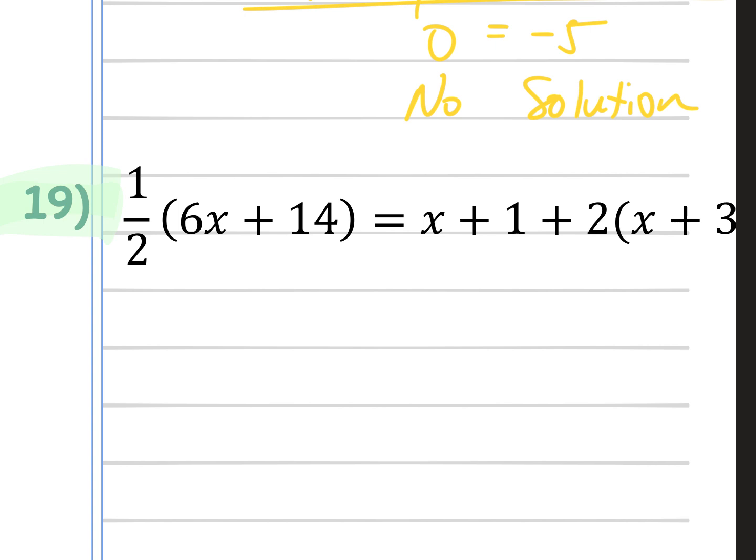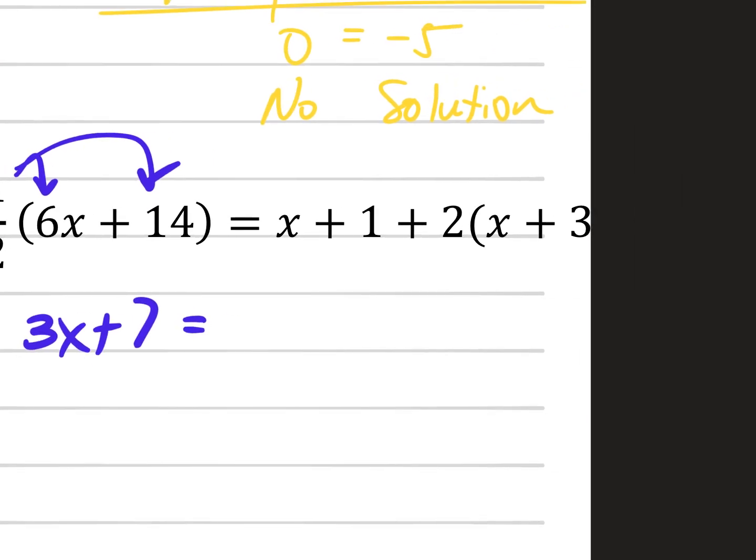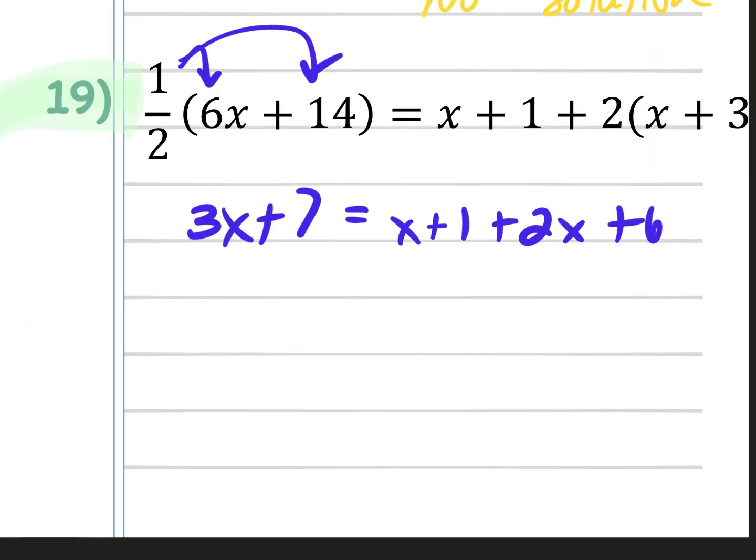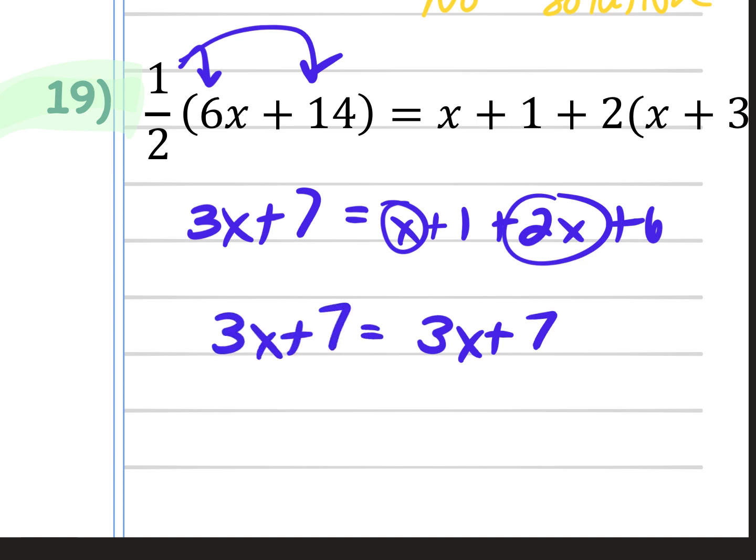Okay, so first I distributed one half to get 3x plus 7. Gotcha. And then on the other side, I distributed the 2 to get 2x plus 6. Perfect. Okay, and then we can simplify the right side to get 2x plus 7. What do we notice here? It's the same, right?